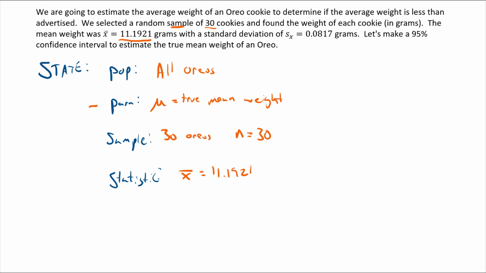So again, the only two things that have changed are on our parameter. Instead of having a true proportion, we have a true mean. And in this case, dealing with the statistic, instead of having a p-hat, we have an x-bar. Because a p-hat is dealing with a proportion. When we're dealing with the means, we're talking about x-bar. So there's two things that changed in the state part of this. Alright, so let's go on to our plan part.